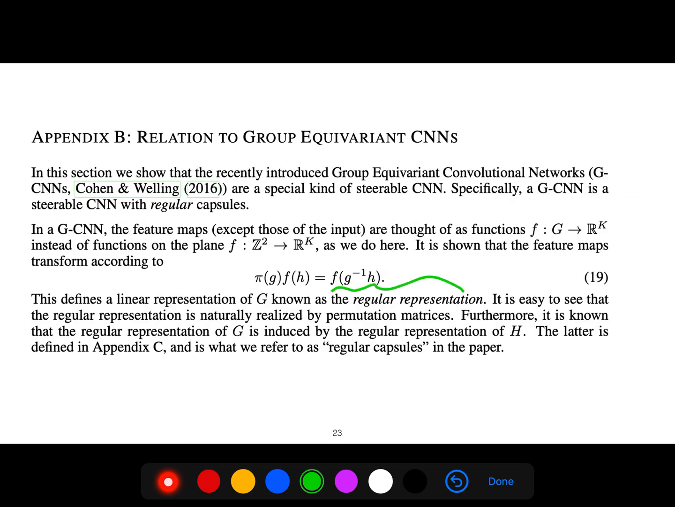This regular representation is very important, because now the feature maps are thought of as functions. Instead of functions from the plane to R^K, now we have functions from the group to R^K. This is more general, so it's a regular representation. It is easy to see that a regular representation is naturally realized by permutation matrices. Of course, if you look at Wikipedia, the definition of a regular representation is a mapping to itself, for example, left multiplication. It means that when you multiply by h, for example, to the left of your group, it's left invariant. So you don't change it, you just permute it.